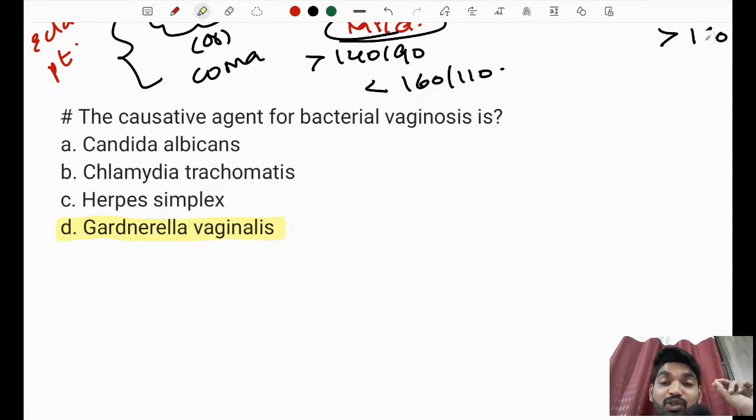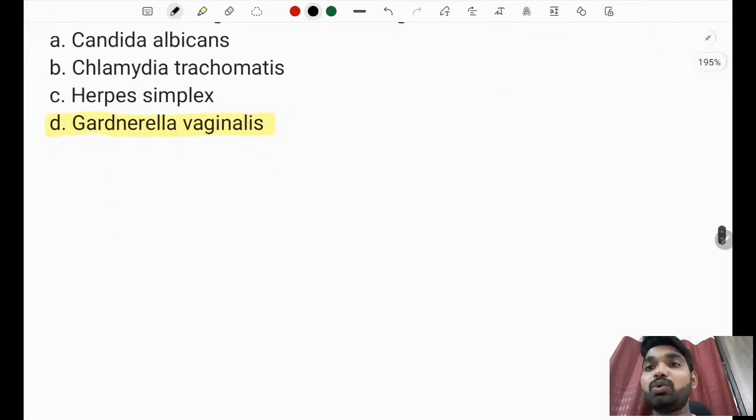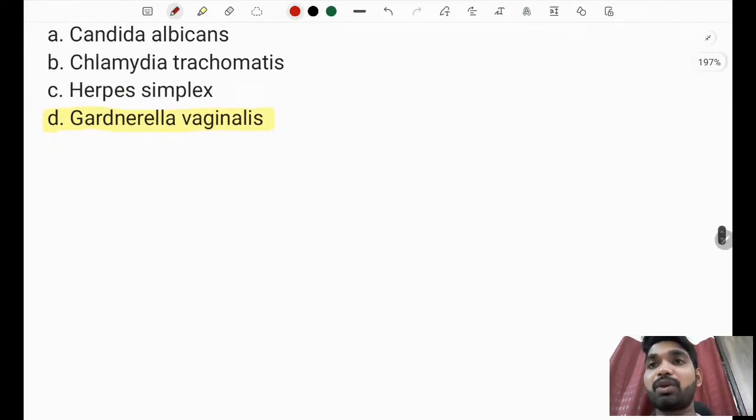My dears, most of you have gone wrong with this option. The causative agent for bacterial vaginosis is Gardnerella vaginalis. I think you are studying less. You are spending less time with your gynecology. Let me tell you about bacterial vaginosis quickly. In almost every exam they are asking about infections, about candidal infection, about bacterial vaginosis. From gynae they are repeatedly asking this question. Let me quickly tell you what this bacterial vaginosis is. I want all of you to make notes along with me.